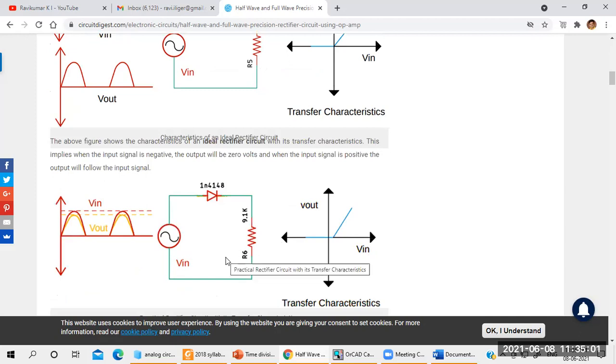Suppose you come to silicon diodes. What is the cut-in voltage for silicon? 0.7. See here, Vin is the input, and Vout is the orange one, which means the output voltage is reduced because there is a cut-in voltage. The diode will conduct only after 0.7 volts, because this is a silicon diode.